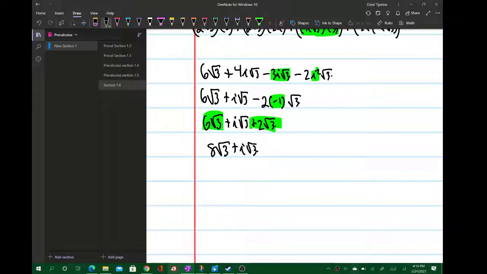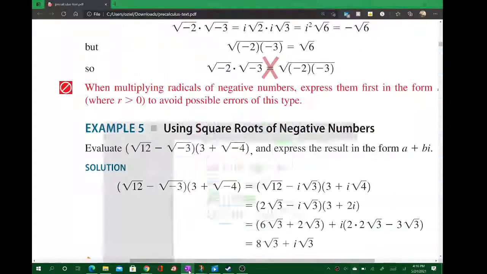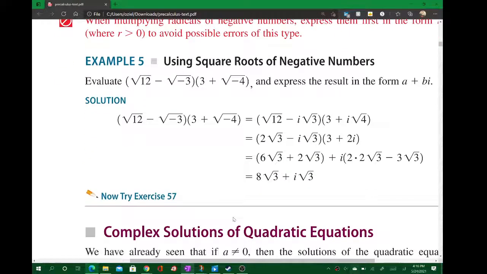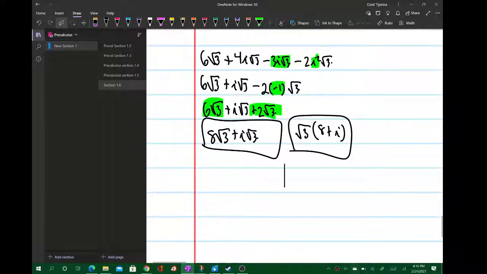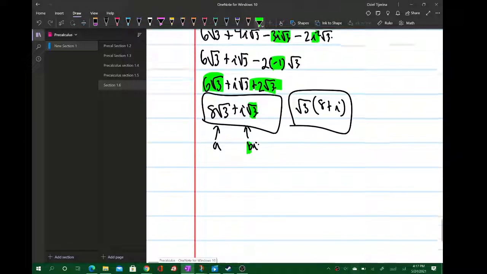And if it helps, this can be your answer, but you can also factor out the square root 3. You can say the square root 3 times 8 plus i, right? But in reality, this is your answer: 8 square root 3 plus i square root 3. And you always want to put it in a plus bi form, where this is a, and then this is bi, where b is really just your square root 3, right?